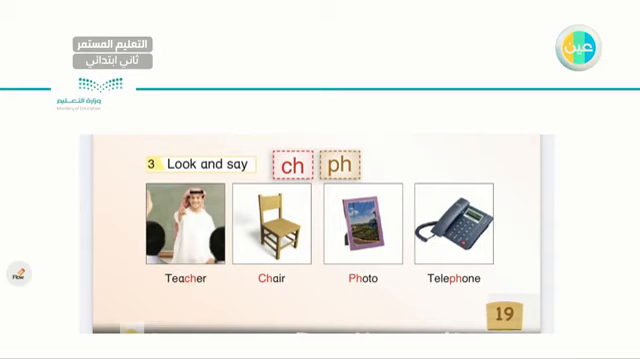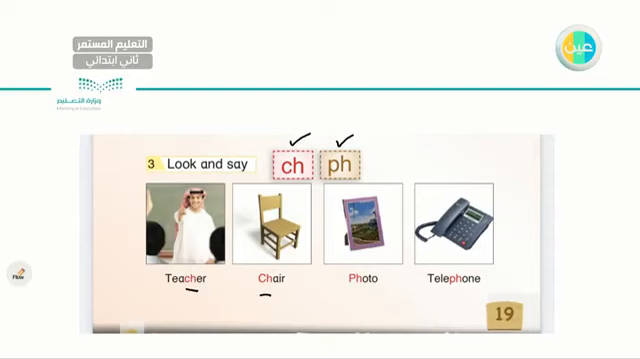We will learn how to read words that contain these two letters. The first two letters I have are C and H. The next two are P and H. So how can I pronounce words that have these two letters? Let's read together. Teacher, cha, teacher, cha. Very good. If I have C and H together, the sound is cha. Teacher. Chair, cha, chair. Very good.